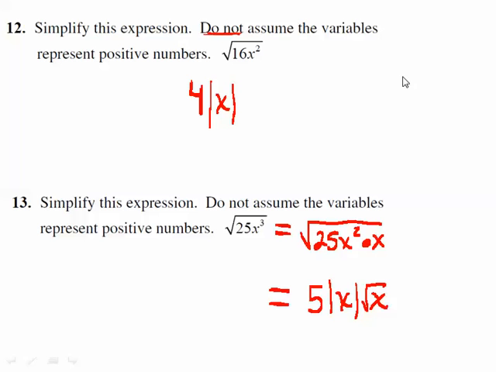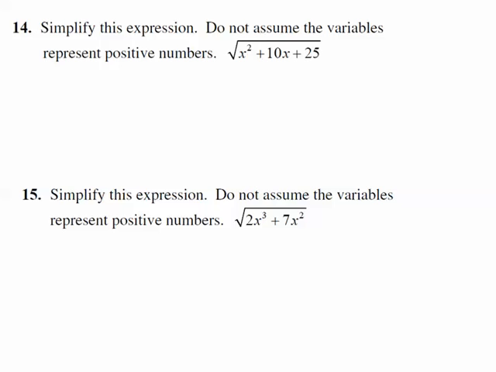Okay, so what does that help us with? It helps us with trinomials as well. So square root of x squared plus 10x plus 25. Isn't this a perfect square trinomial though? That is actually x plus 5 squared.